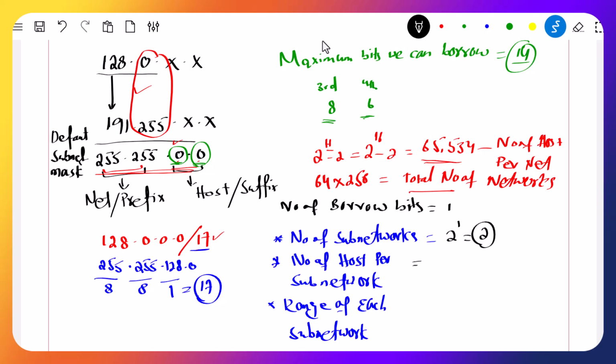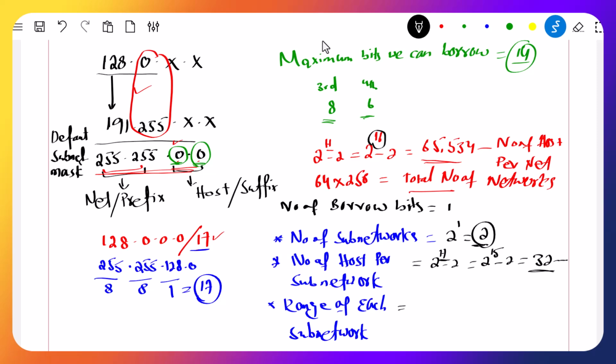The number of hosts per subnetwork formula is 2 power h minus 2. What is the h value? By default there were 16 bits, and 1 bit is borrowed. So how many are remaining? 15 are remaining. So 2 power 15 minus 2 is equal to 32,000 something. This is the number of hosts per subnetwork, meaning for each of these 2 subnetworks.